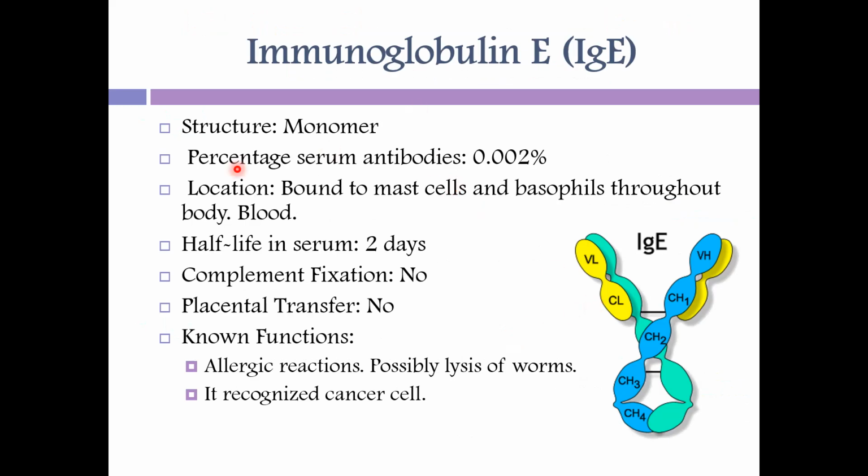So immunoglobulin E, as I told you, is a monomer, and it's present in very low concentration in our body, but it's mainly present in the mast cells and basophils throughout the body. Half-life is 2 days. They have no ability for complement fixation or placental transfer. Their best known functions are, as I told you, all the allergic reactions. This immunoglobulin E is elevated, and it also elevates in parasitic infections, and it recognizes cancer cells as well.